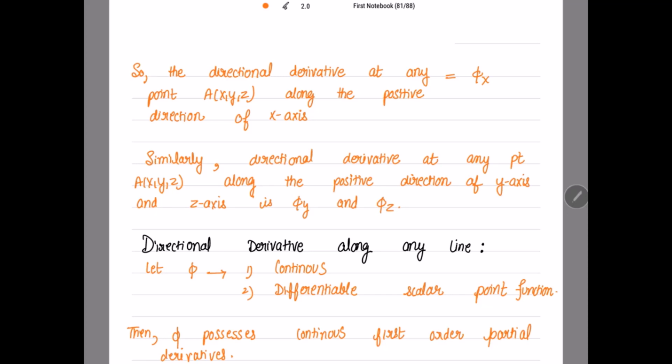So this is about along the coordinate axis. Now the directional derivative along any line. So for a line we need the direction cosines as l, m, n, right? Now for that, let phi be a scalar point function but having two qualities. It is continuous and differentiable. So we have taken phi to be a continuous and differentiable scalar point function. Then phi possesses continuous first order partial derivatives.